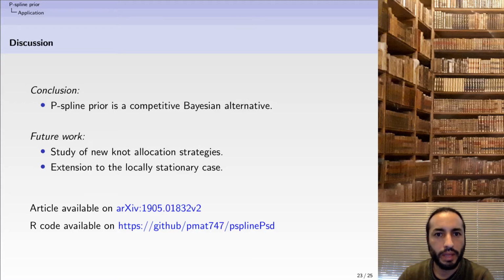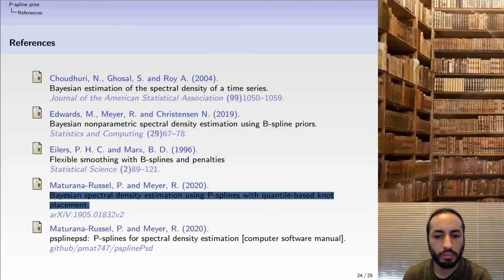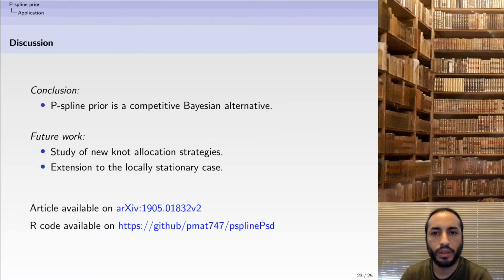The P-spline method is proposed in our paper Bayesian spectral density estimation using P-splines with quantile-based knot placement, which is available on arXiv. Our implementation of the P-spline method is available on my GitHub repository.